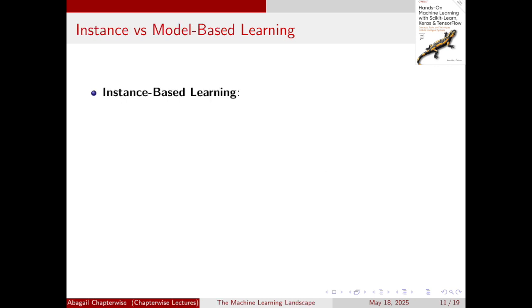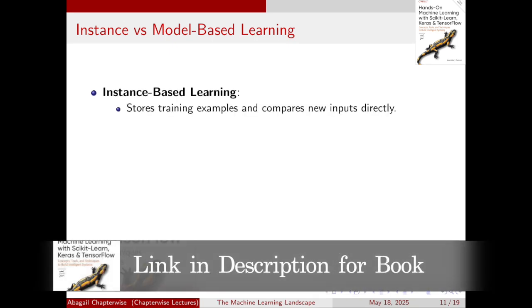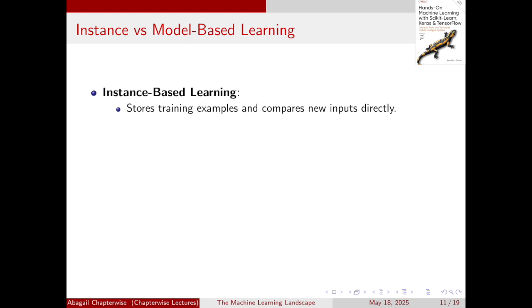Now let's consider another important distinction in how machine learning systems generalize from data: instance-based learning versus model-based learning. In instance-based learning, the system doesn't try to build a general model or abstract rules. Instead, it memorizes the training data and uses it directly to make predictions. When the system sees a new input, it compares it to all the examples it has stored and tries to find the ones that are most similar.